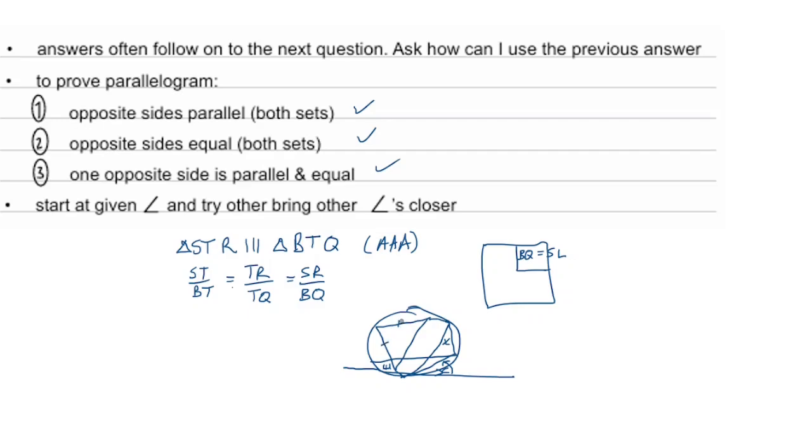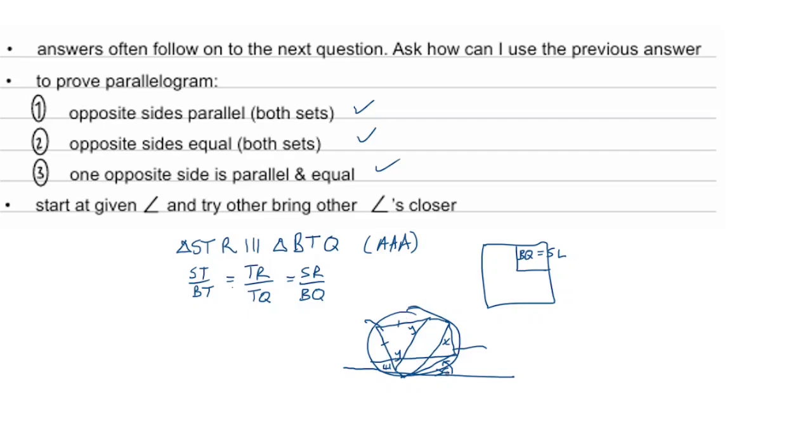Maybe in the picture they've given you two lines that are equal, and so it makes sense to let one of those be y, because then I can get another one that's y. I could maybe get the other angle on a triangle. I could get the opposite side of a cyclic quad. So start with the angle they give you and start working your way around the picture from there.